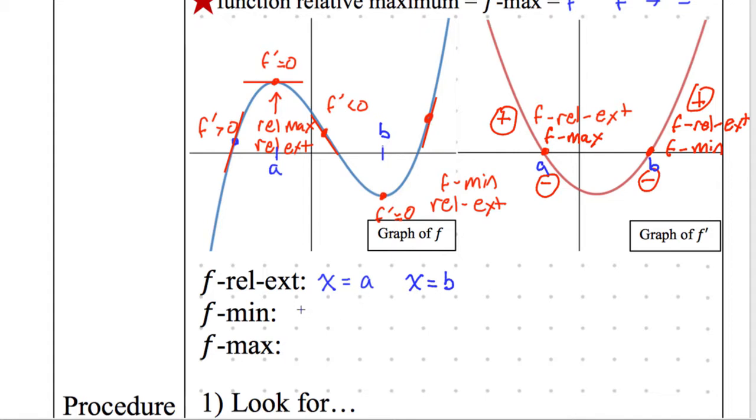And then the F minimum is at which x values? X equals B, and then therefore X max is X equals A. There they are. Nice.